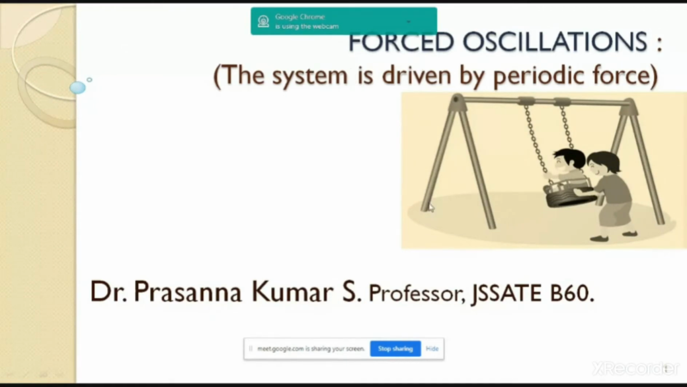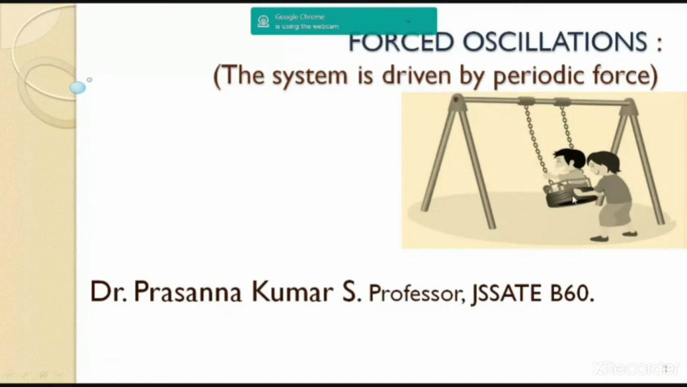Yes, sir. Okay. So today's class is on forced oscillations. What do you mean by forced oscillations? The name itself tells you. Look at this diagram here. A parent is pushing the swing. So he is forcibly pushing the swing, isn't it?